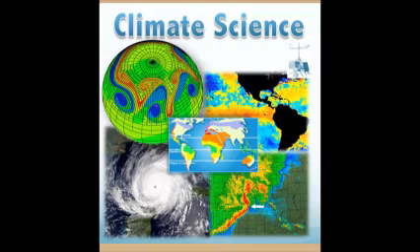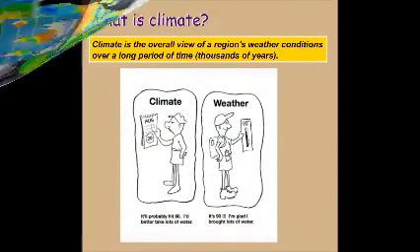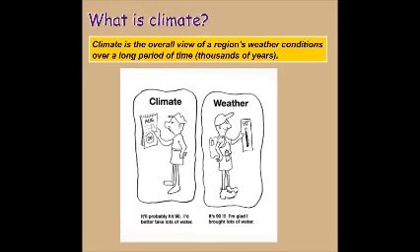This week's topic is climate science. Climate is different than weather in that weather is a measure of what's happening in the atmosphere at a given moment. But climate is the overall view of a region's weather conditions over a long period of time. And this is something that's going to be very consistent for thousands of years.